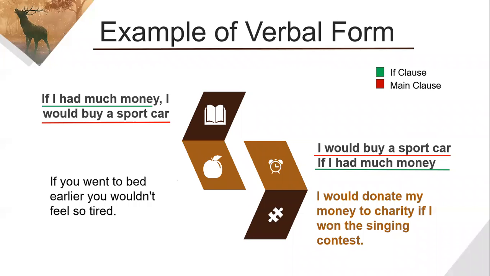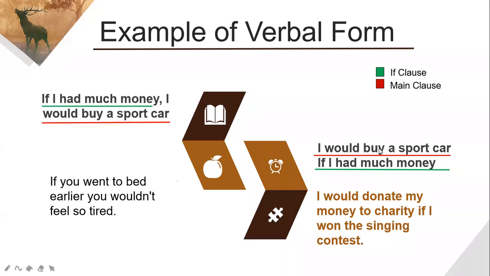Now we change the place. Yeah, we change the place now. In number 1 and number 2, the first clause is the if clause or the condition, and then followed by the result clause or main clause. Now the next example, I am placing the result clause first and then the if clause or condition coming after. That's fine, right? I would buy a sport car if I had much money. Is that okay? It's okay.